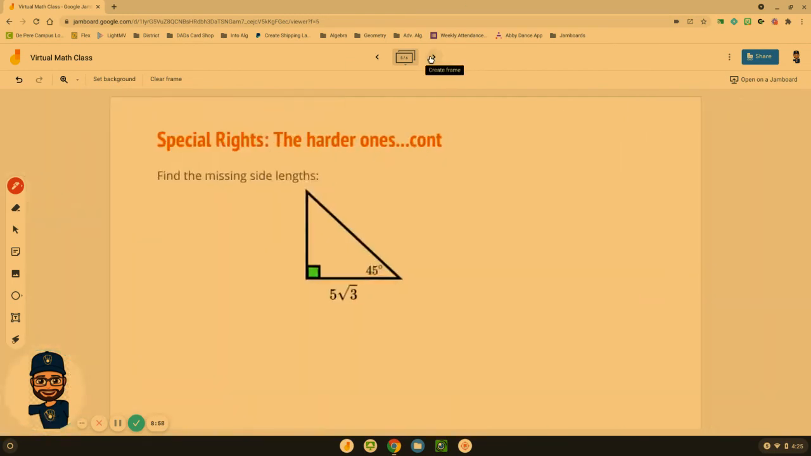Last example. What happens in a 45, 45, 90 if I have this? So x, and this side is x times the square root of 2. So we should know the other leg. What's the other leg here? It's got to be the same because it's a 45, 45 special triangle. So 5 square roots of 3 over here.